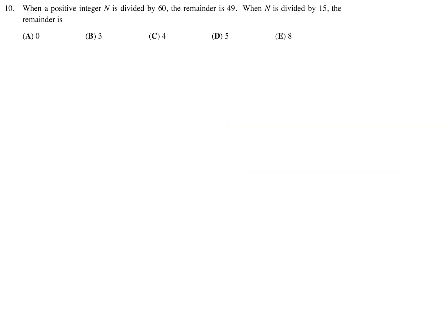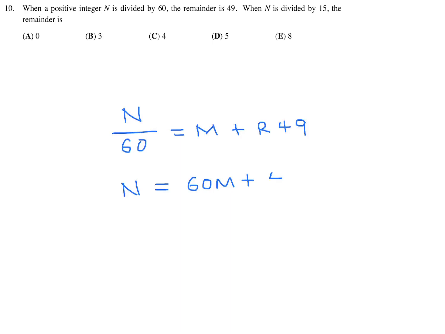When a positive integer n is divided by 60, the remainder is 49. When n is divided by 15, the remainder is... So n is our integer, and when divided by 60, it gives some integer plus a remainder of 49. Okay? So that basically means that n is equal to 60m plus 49, like that.